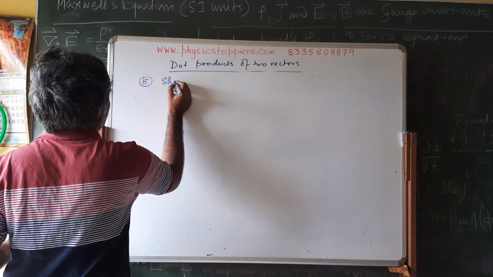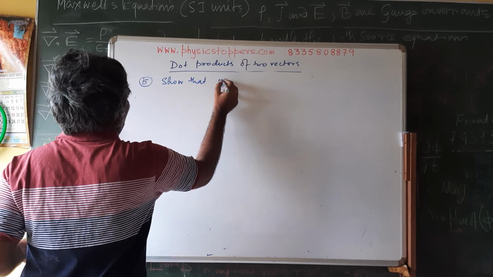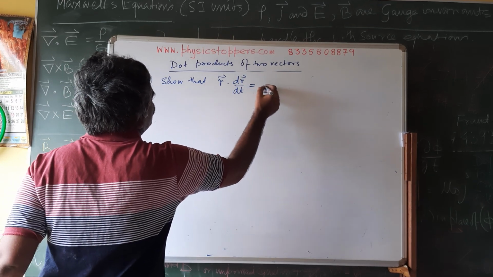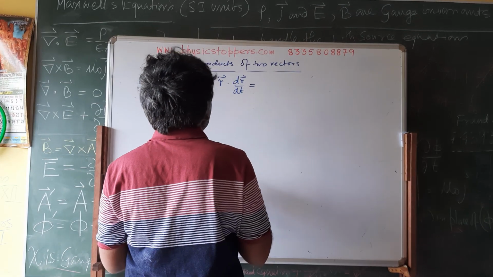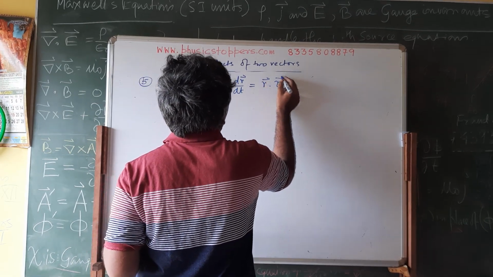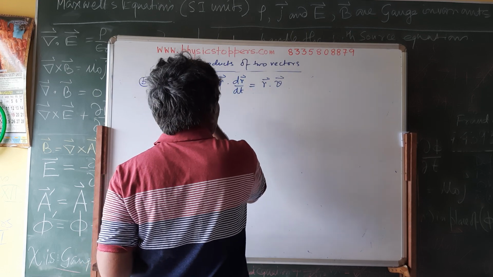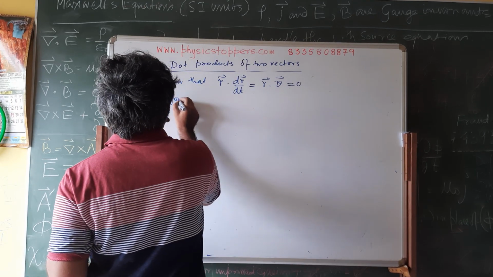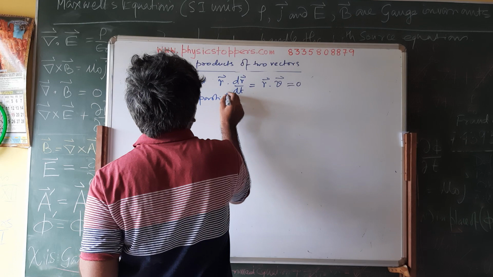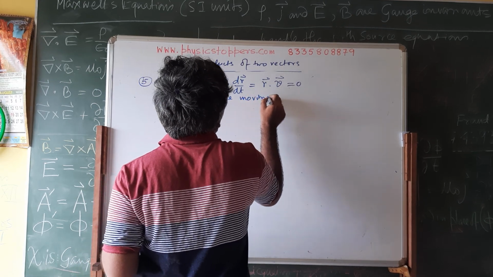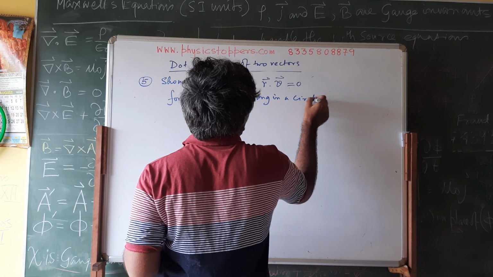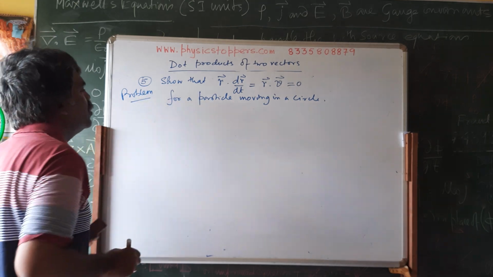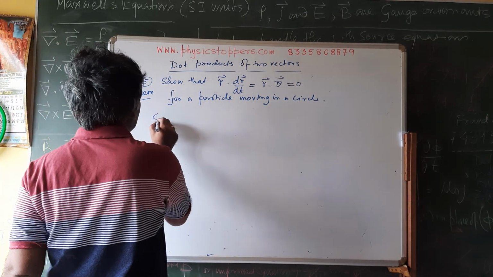We'll show that r vector dot dr/dt, or r dot v, is equal to 0. You know that this is the differentiation of the position vector, so this must be velocity. So this is equal to 0 for a particle moving in a circle. So this is one problem. You can try this.